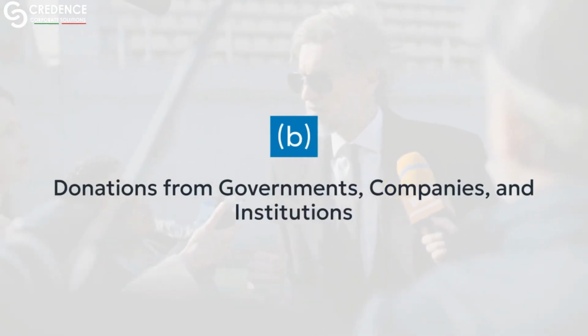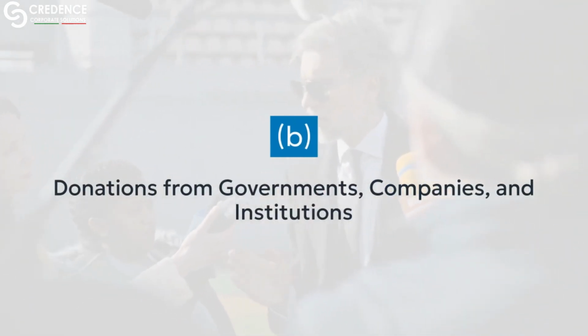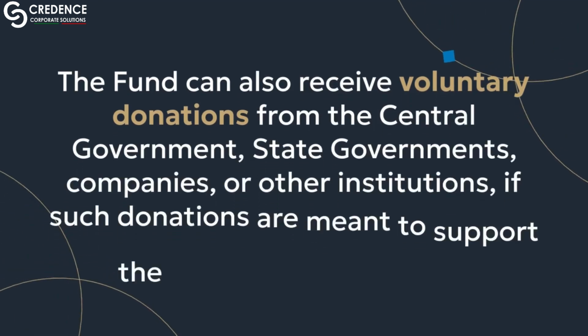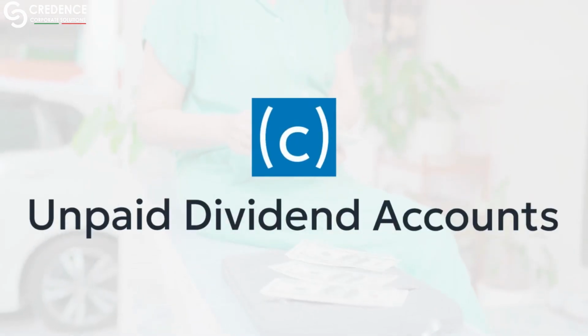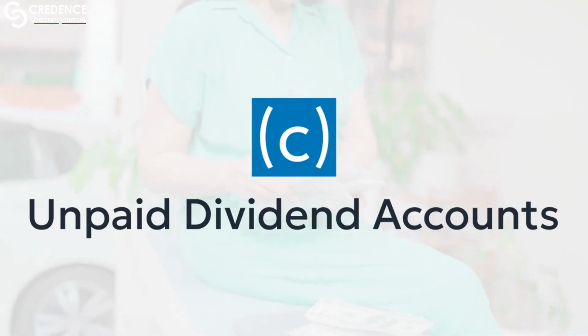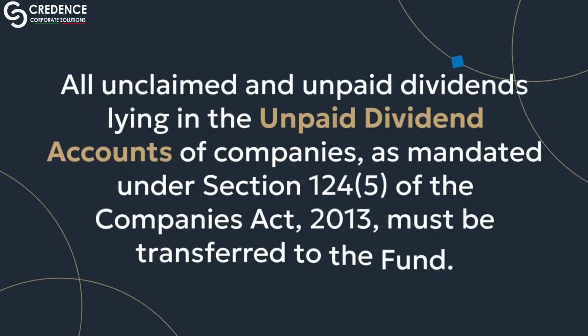B. Donations from governments, companies, and institutions. The fund can also receive voluntary donations from the central government, state governments, companies, or other institutions, if such donations are meant to support the objectives of the fund. C. Unpaid dividend accounts. All unclaimed and unpaid dividends lying in the unpaid dividend accounts of companies, as mandated under Section 124(5) of the Companies Act, 2013, must be transferred to the fund.